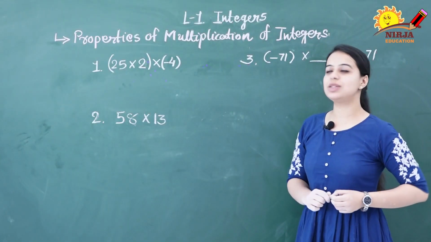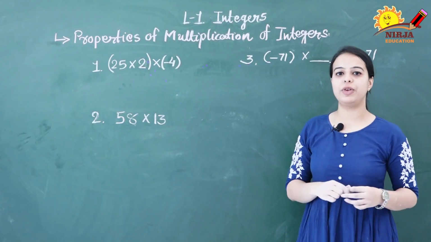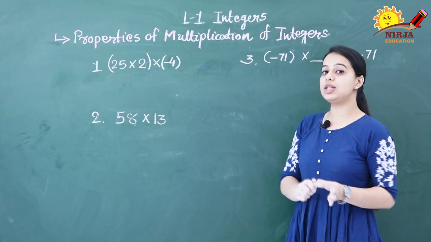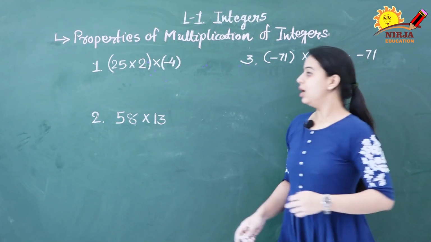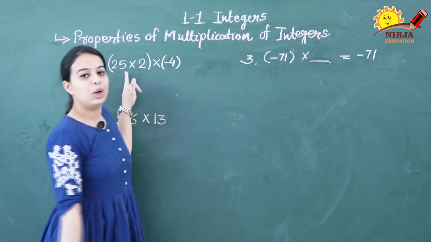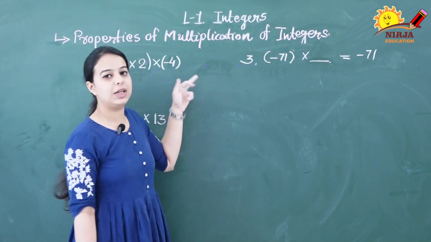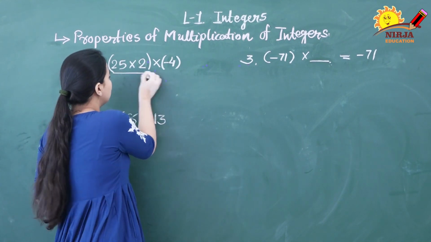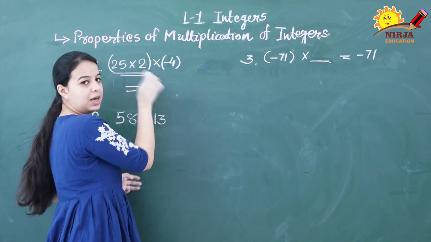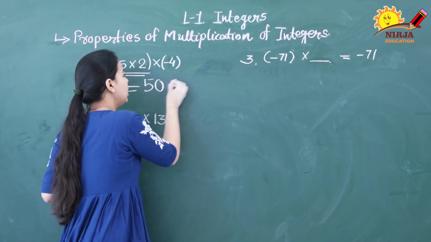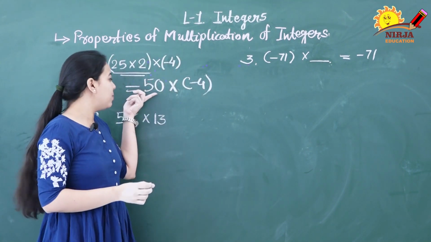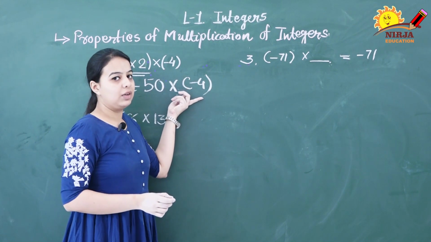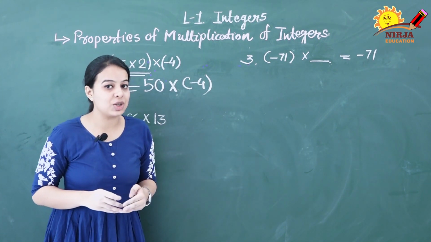So just now we have seen the properties of multiplication of integers, and now we are going to apply those properties on some examples. First one I have taken as 25 multiplied by 2 multiplied by minus 4. I am going to solve this term first. 25 multiplied by 2 will be 50, multiplied by minus 4. And as you can see here, we got one positive integer, one negative integer. How to do the multiplication of that?